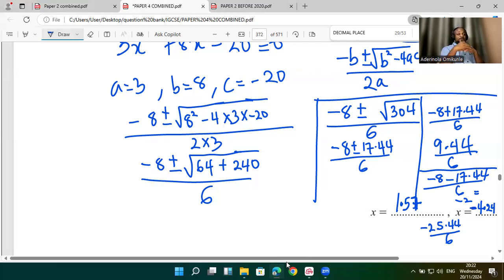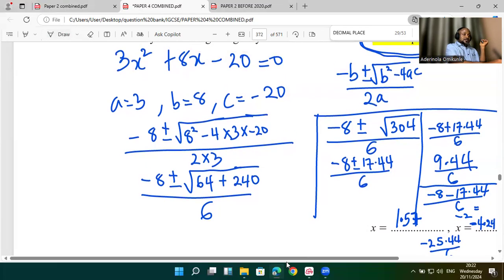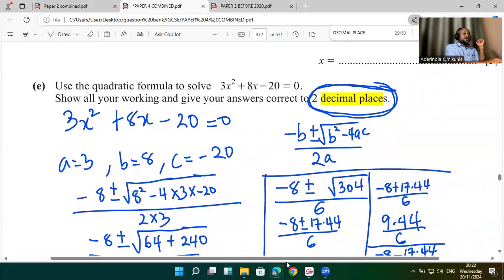I know I was a bit rushed, because I believe it's a concept that can be easily understood if you follow the process. That's how you solve a question that involves the use of the quadratic formula. You identify this by noticing that the question will tell you to express your answer to a particular degree of accuracy, either 2 decimal places, 3 decimal places, 3 significant figures, or 4 significant figures. Whatever they tell you, that makes you realize you're dealing with the quadratic formula.